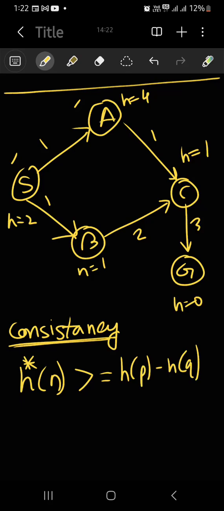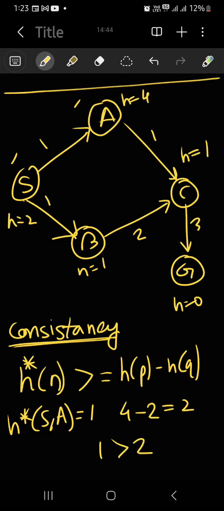So see, for the nodes S and A, what is the actual distance from S to A? Tell me, what is the actual distance? It is nothing but 1. And what is the difference in heuristic values between A and S? It is nothing but 4 minus 2, which is 2. So is 1 greater than or equal to 2? No. Right? Now tell me, is this following consistency? No, it is not following consistency.